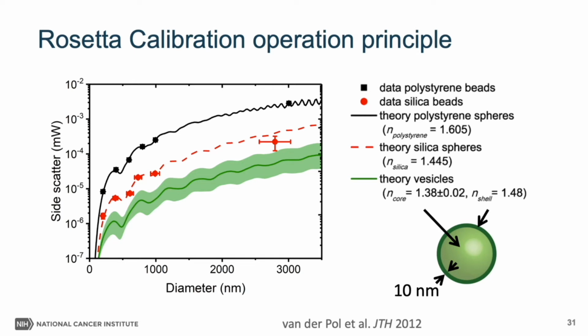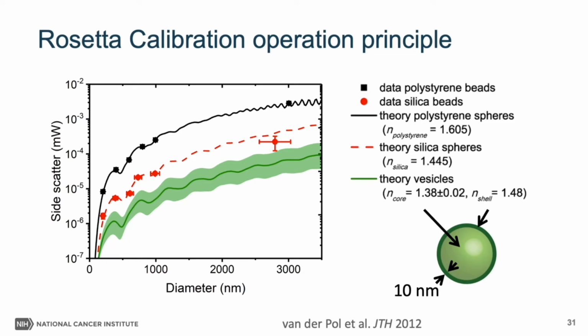We can use this calibration to predict what would happen with extracellular vesicles, or EVs, as you can see here in green. So we calculated here the scattering to diameter relationship of EVs, assuming that EVs are a core shell structure, where the shell is 10 nanometers thick, has a refractive index of 1.48, and the core a refractive index ranging from 1.36 to 1.40. As you can see, the light scattering of EVs is considerably lower than silica or polystyrene beads of the same size.